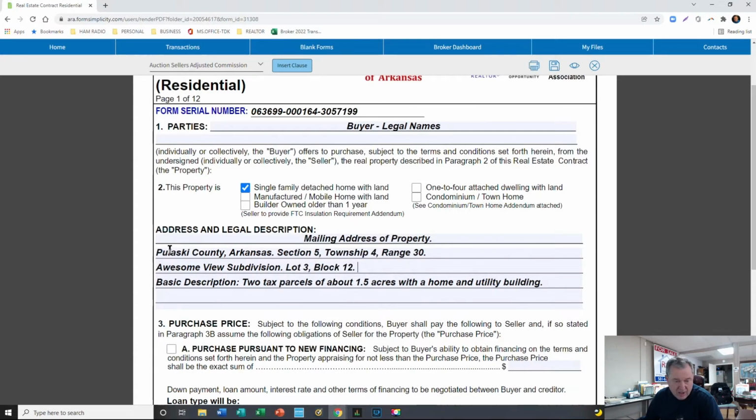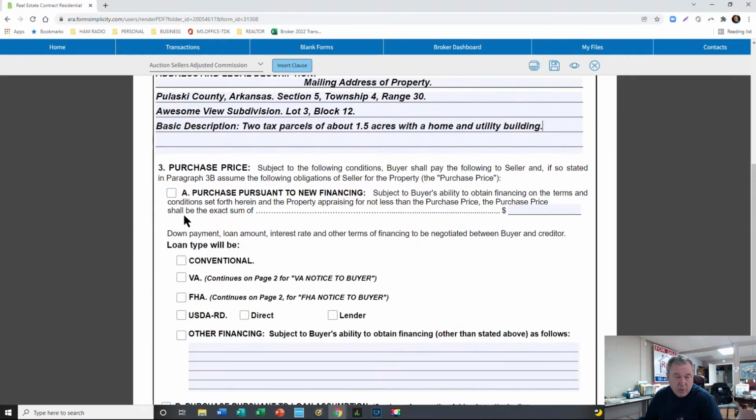This line is non-negotiable. This has got to be there. And a lot of times, most of the times, 99% of the time, you need to put basic descriptions such as 1 tax parcel, 2 tax parcels, 3 tax parcels of about 1.5 acres or 8.5 acres with a home and a utility building, or a basic description of what is included in the sale. Then there's purchase price.